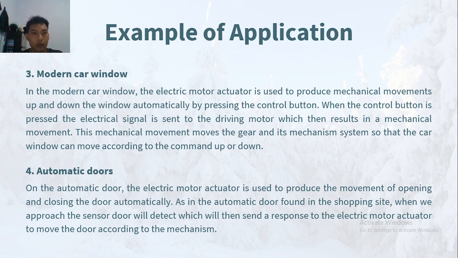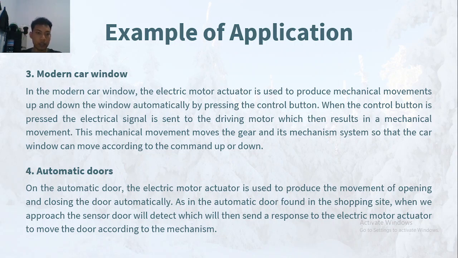Number three is modern car window. The electric motor actuator is used to produce mechanical movement up and down. The window acts automatically by pressing the control button. When the control button is pressed, the electrical signal is sent to the driving motor, which then results in mechanical movement. This mechanical movement drives the gear and its machine system so that the car window can move according to the command, up or down.